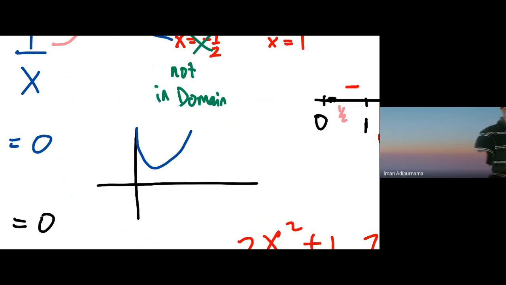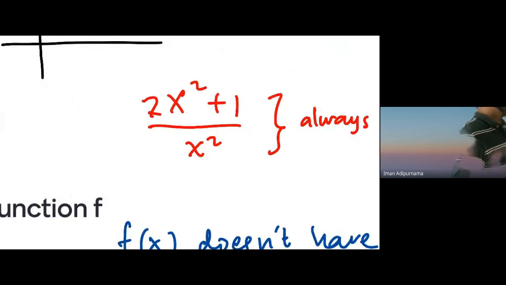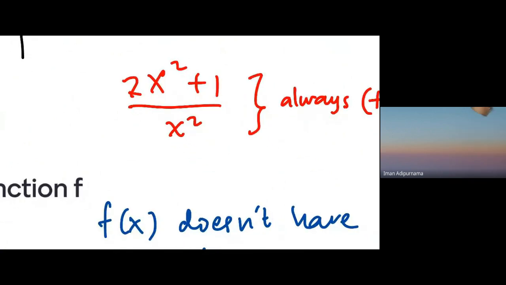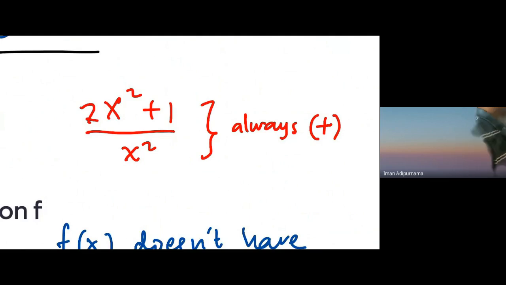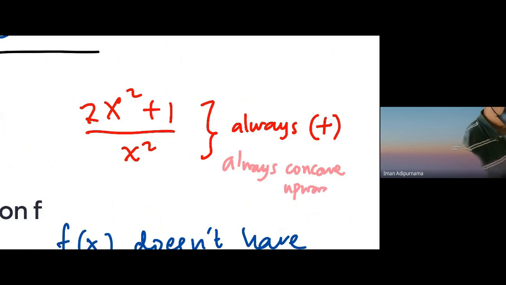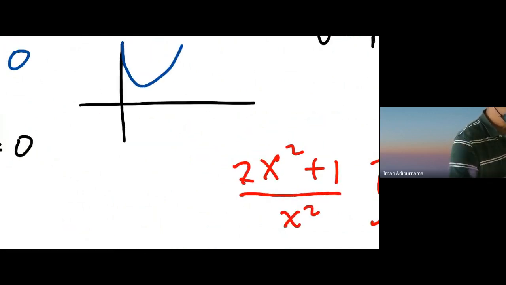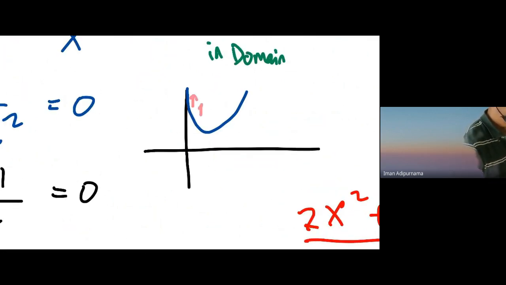But actually, if you just ask whether it has an inflection point or not, if you look here, it's always positive. It's always concave upwards. So this means it is always concave upwards, and that's true from our graph here.